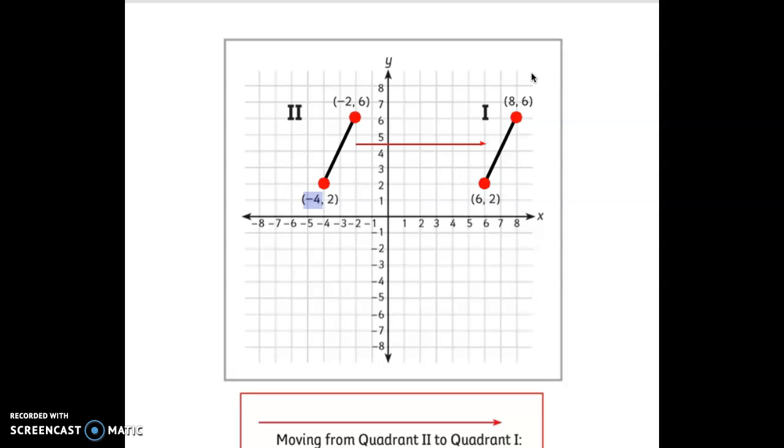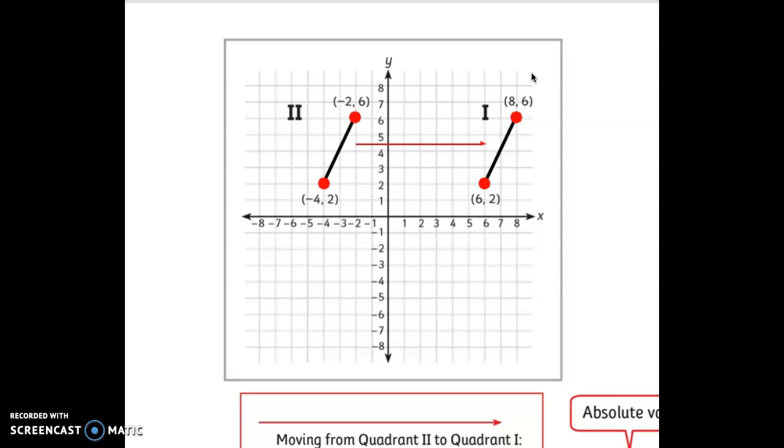The same is true for the other endpoint. We started at -4 and added 10 to get to 6. In both cases, we moved 10 units to the right.